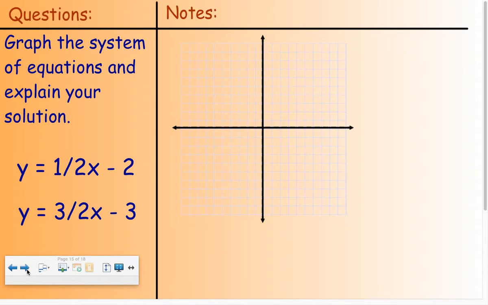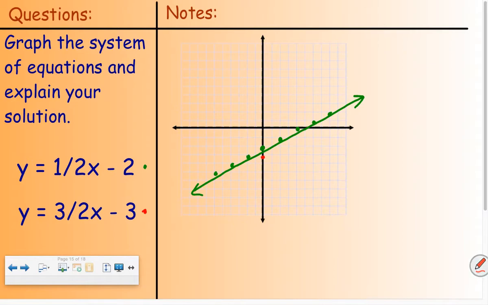All right, y equals 1/2 x minus 2 and y equals 3/2 x minus 3. So I'll start with the first one. My y-intercept is negative 2. Rise 1, run 2, rise 1, run 2. And then 3 over 2x minus 3. So go down to negative 3.